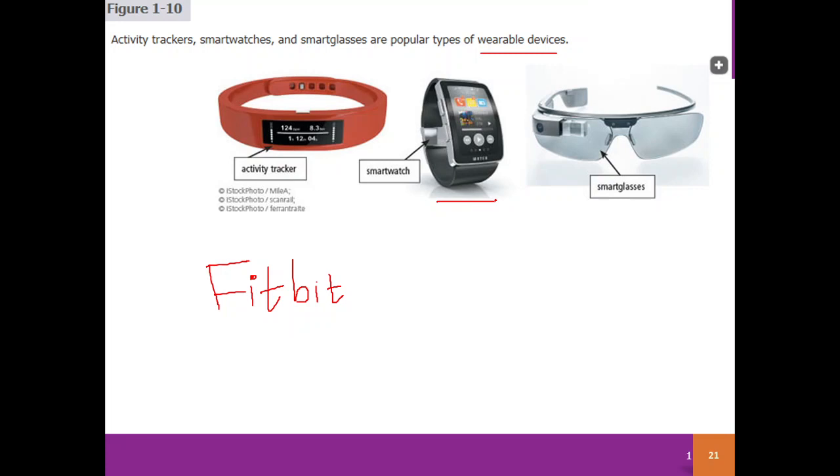Samsung provides smart watches. Apple introduced smart watches with their phones, so they can connect to your phone. They can monitor your physical activity. Then there are apps, the apps would be on your phone.